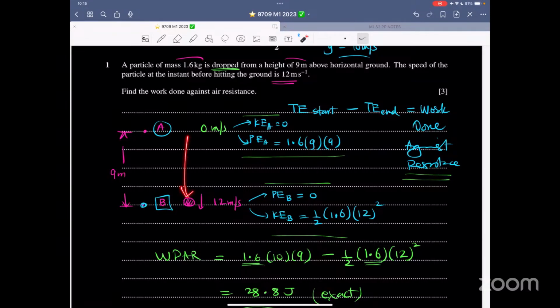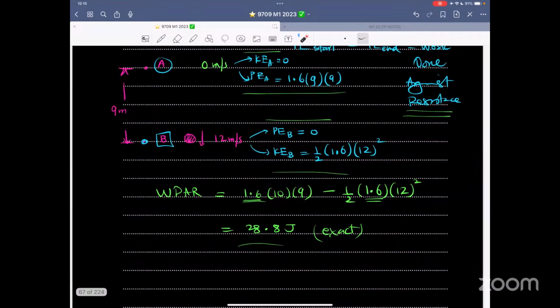And when it moves down 9 meters, potential energy becomes 0 because we are measuring the height from this perspective. So potential energy at the base is 0. Kinetic energy is this thing. The difference between the two: it had more energy at the top, it lost some energy, and some is left. So the lost energy is work done against resistance. That is the answer for this particular part.